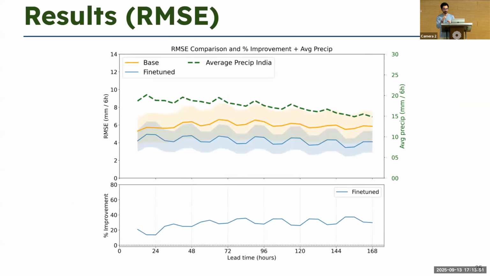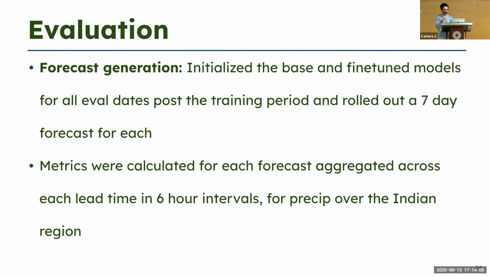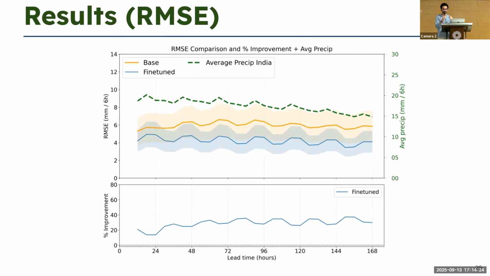Now, this is a graph that we got for the RMSE. The orange line is the base, the blue line is the fine-tuned model. And what is obvious is the periodicity, which if you plot the average precipitation over India is because of the diurnal cycle. So each lead time is initialized at 12 a.m. So we see a spike at a particular point of time in the day. And when the precipitation is higher, we also observe higher errors because there's more stuff to get wrong. And this is true for both the base and fine-tuned models. But we do see a decrease in the error when we evaluated on IMERGE.